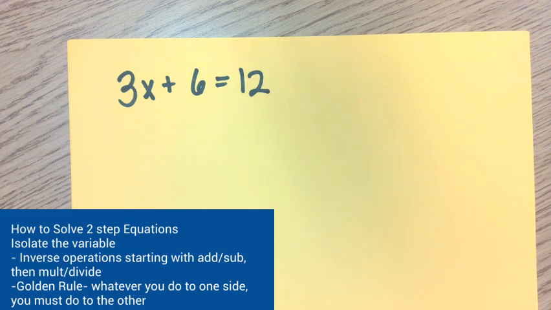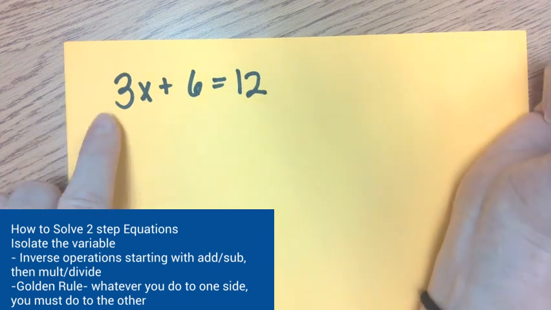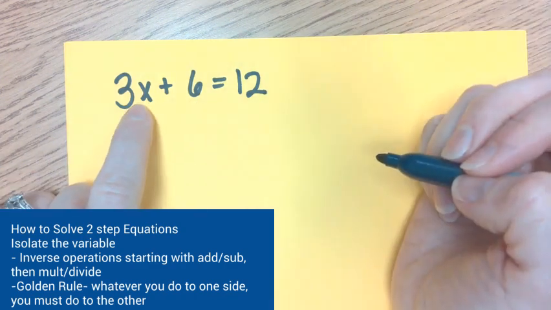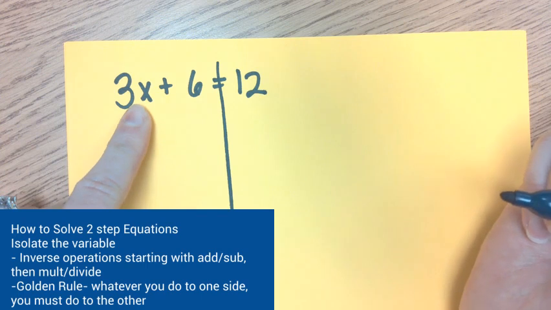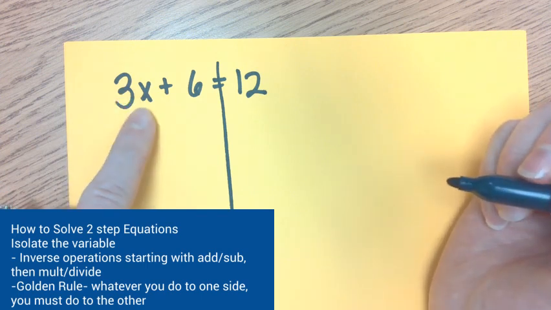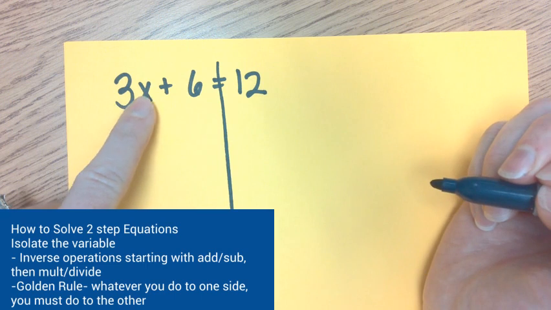I think it's important to go over solving two-step equations. So the rules are you want to make sure that you get your variable x all alone. So I like to make a line down the equal sign. I want to get x alone, but right now it's a 3x. So I want to get 3x alone.